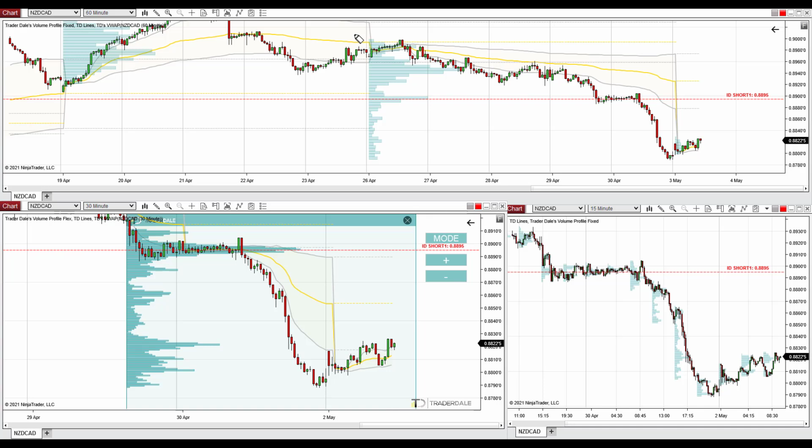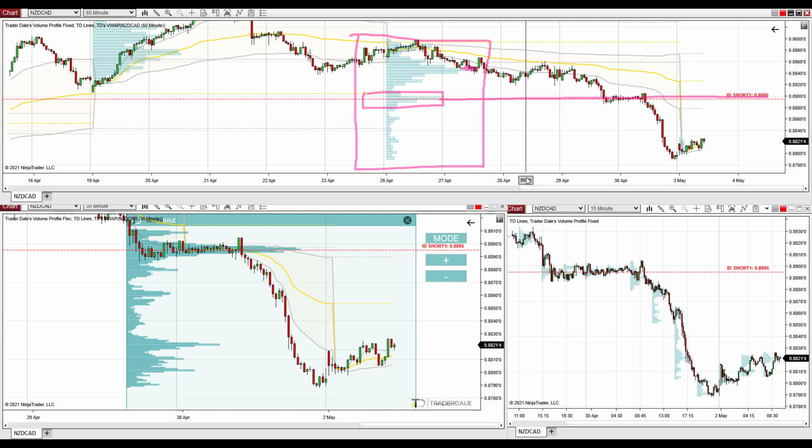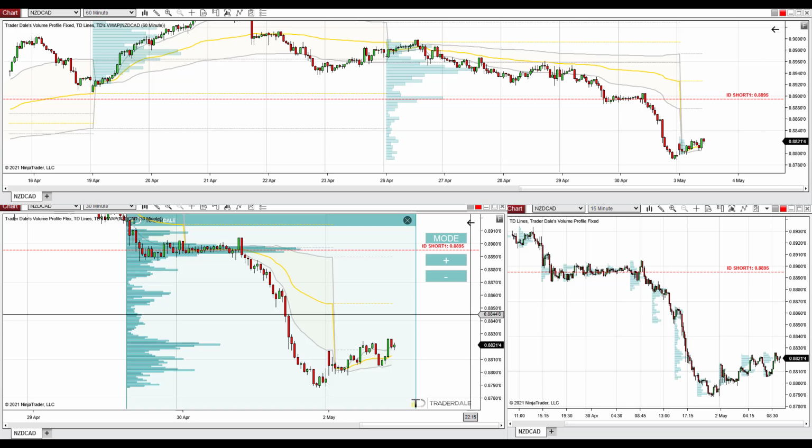As I was saying, this level is also pretty nicely visible on the weekly profile. It's not the point of control. The point of control is in here, but it definitely stands out, which adds to the strength of the level. Right, so that's for the resistance on the New Zealand dollar, Canadian dollar. And let's now go into the next trading idea, which will be on the Canadian dollar, Japanese yen.